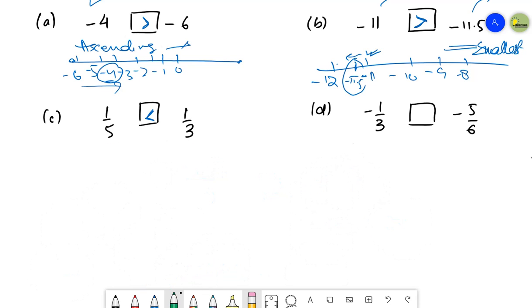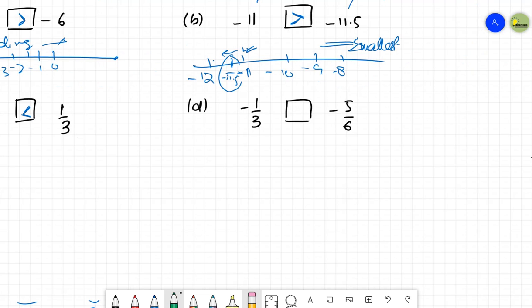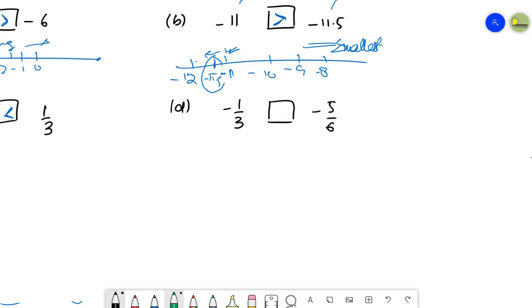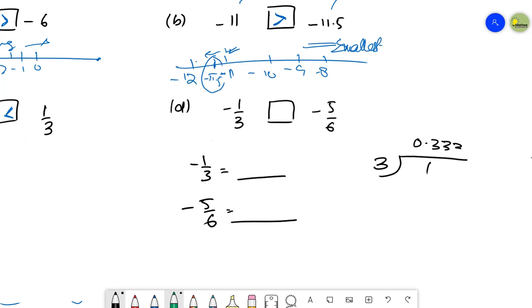Now let's compare the fourth part. In the fourth part, both the numbers are negative. I have minus 1 upon 3 and minus 5 upon 6. First of all, let's find out the decimal values in order to compare these. 1 upon 3 we have already done. It was 0.333, but this time it is going to be negative, because we have a negative fraction. So it will be minus 0.333 and so on.